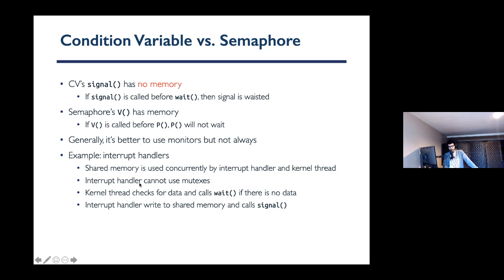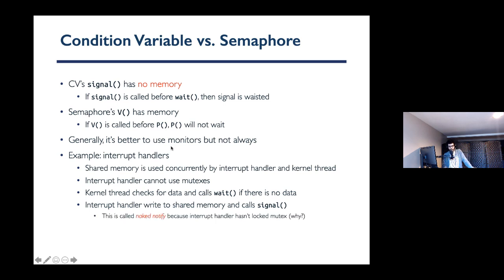So this is one scenario where we actually appreciate memory. We want this interrupt handler to call V instead of signal, so that we can memorize this. No matter when this kernel thread goes to sleep, it could wake up. If it has already gone to sleep, if it has already called P, then this V will wake it up. If it hasn't, that's also fine, because this V will increase. And then later on, when this kernel thread calls P, it's already increased, so it won't even wait.